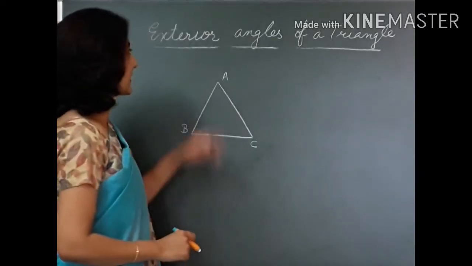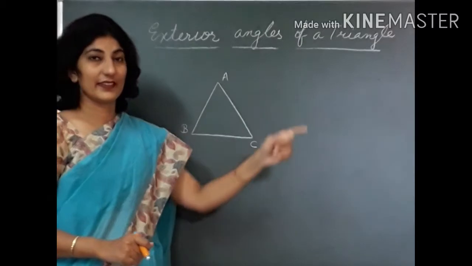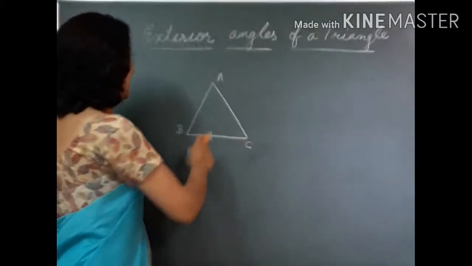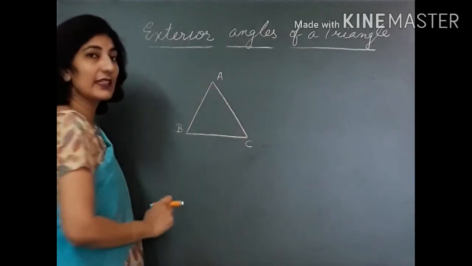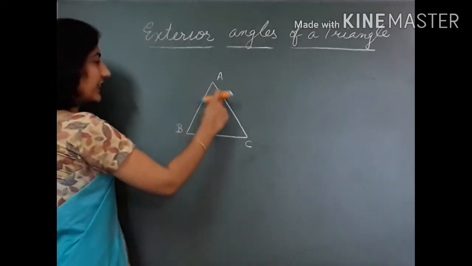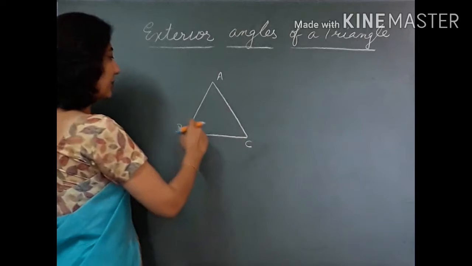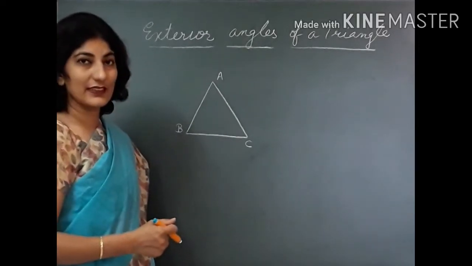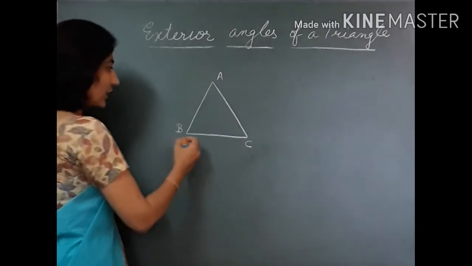Next topic is exterior angles of a triangle. Let us understand what are exterior angles of a triangle. Here I have drawn a triangle ABC. In this triangle, when I produce the sides AB, BC and CA, the angles formed outside the triangle will be exterior angles. How? Let us see.